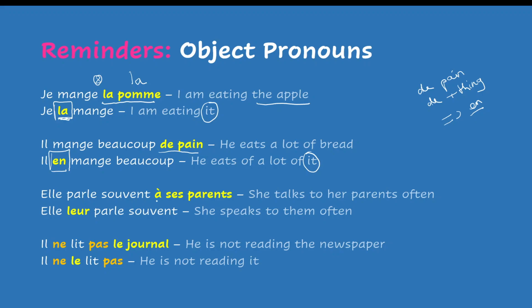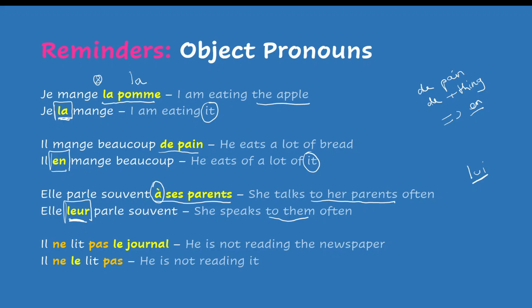Elle parle souvent à ses parents. She talks to her parents. Here we have a preposition à, therefore we are going to use an indirect pronoun. We have a noun that is plural, we are going to use leur. Elle leur parle souvent. She speaks to them often. Again, we place the pronoun in front of the verb. If it had been a singular noun, we would have used lui. For example, à sa mère, à son père, etc.